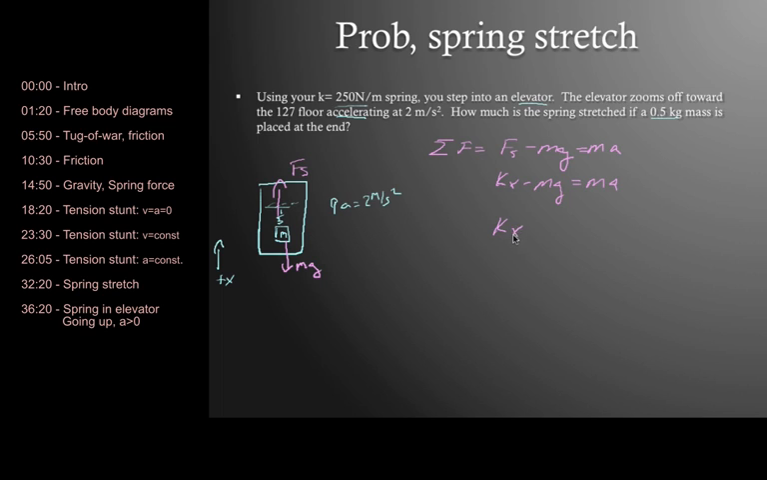So then I know kx equals m times a plus g. So then x, how much is the spring stretch? So I'm really looking for that guy, is equal to m times a plus g all over k. And this is going to be equal to 0.5 kilograms times 2 plus 9.8, all over my 250. So x is going to be 4 centimeters.